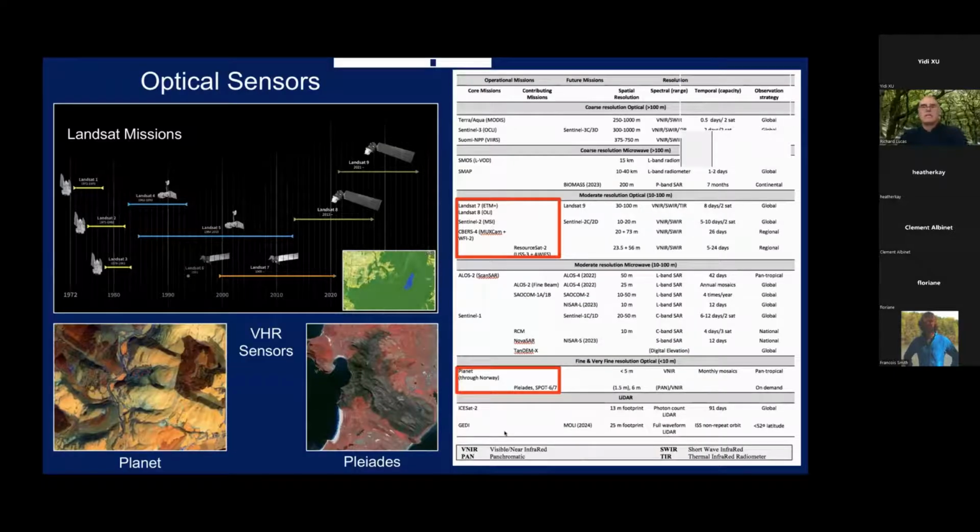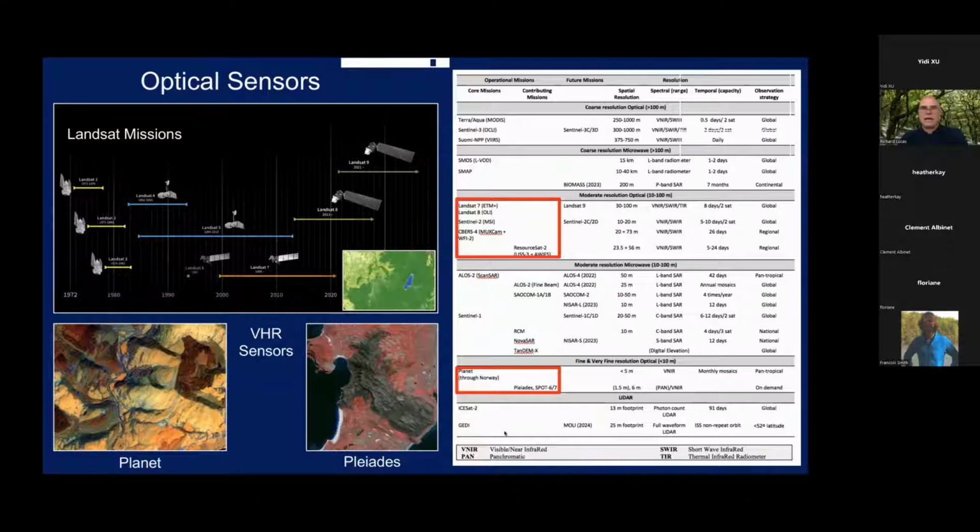So what I'm going to do is give you a bit of an overview. So optical sensors, one of the workhorses is the Landsat missions. Obviously, they've been going since the 1970s, really. And then obviously that is a continuity mission that has gone on. And it's providing very detailed information on the Earth's surface over a long period of time.